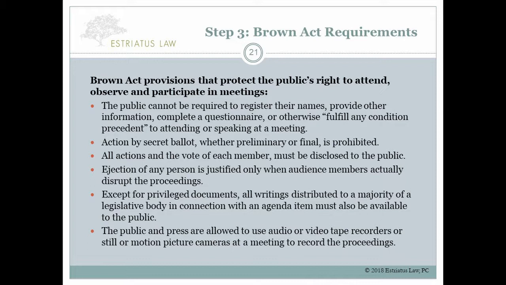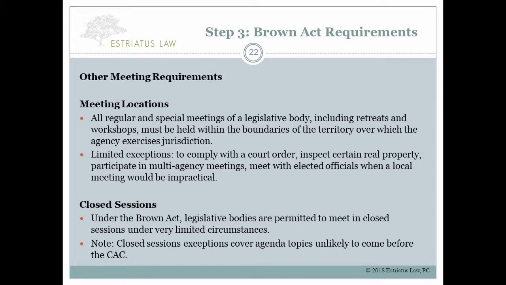And except for privileged documents, all writings distributed to a majority of the body in connection with the agenda item must also be available to the public. Also, the public and press are allowed to use audio or videotape recorders or still or motion picture cameras at a meeting to record the proceeding. A few other miscellaneous Brown Act requirements are listed here. The meetings must occur in the location where the agency exercises jurisdiction. There are limited exceptions to this to comply with court order, inspect real property, participate in multi-agency meetings, and meet with other elected officials when a local meeting is impractical.